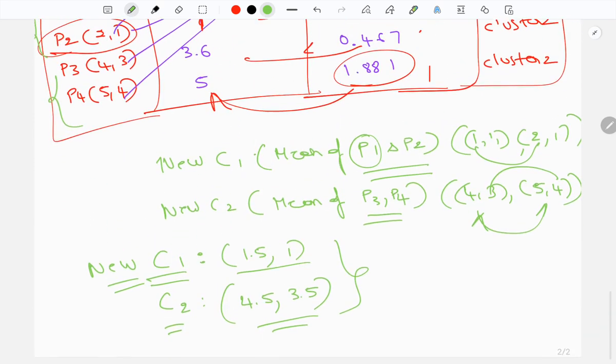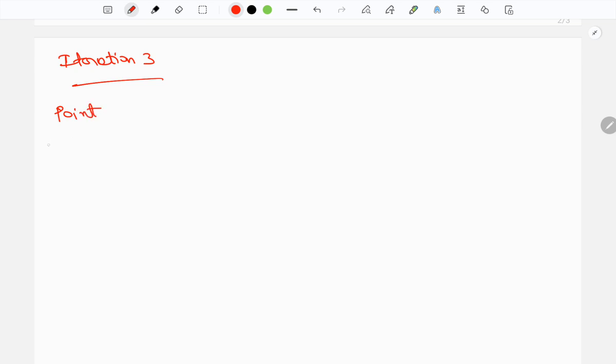So next again we have to construct the third iteration table. Let me write it here. We keep on doing this until the cluster assignment remains same with the earlier iteration table. So for that one again we have to consider point p1, 1 comma 1, p2 we have 2 comma 1, p3 we have 4 comma 3, and p4 we have 5 comma 4.